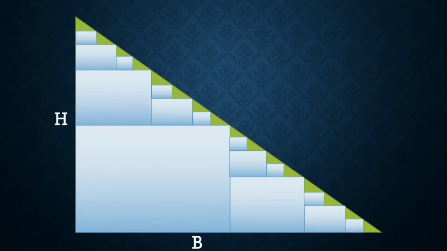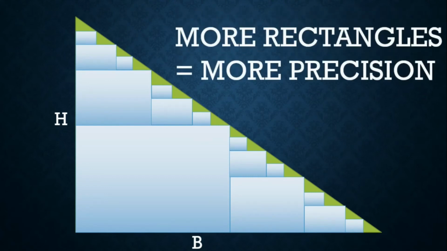As you can see, more rectangles means more precision in our approximation of the area. To finally find the area, let's find the area of each rectangle. The area of the largest one is base times height divided by 4.